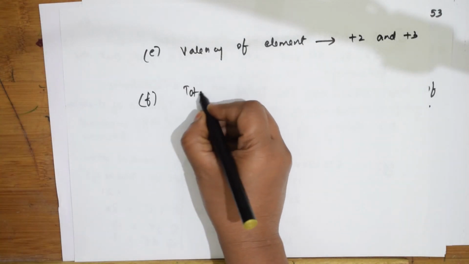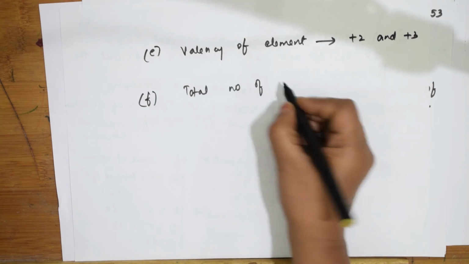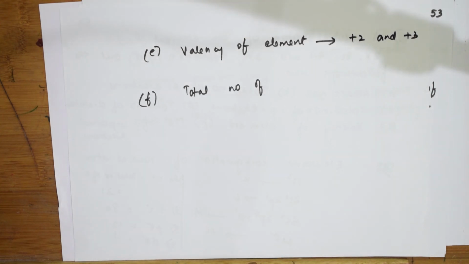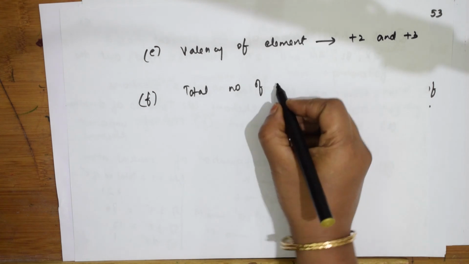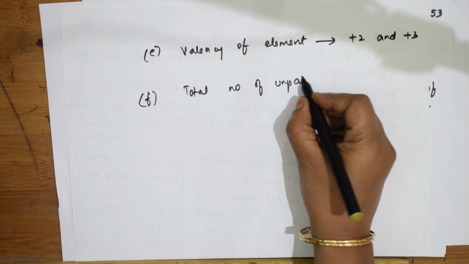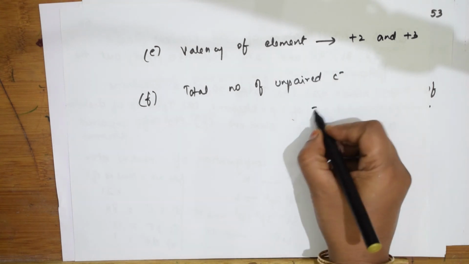Okay, let us write that. Total number of unpaired electrons. Hope this is clear, the electrovalency and total number of unpaired electrons concept. So total number of unpaired electrons are how many?